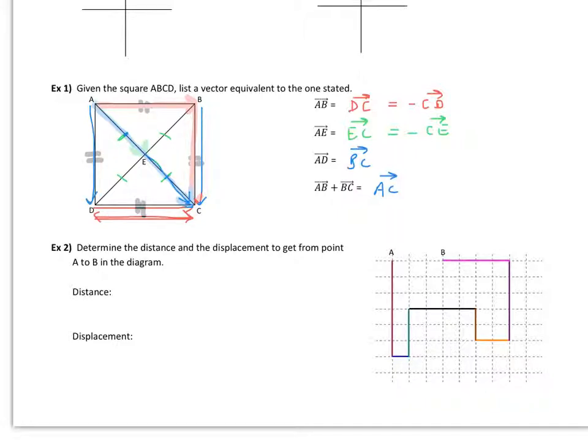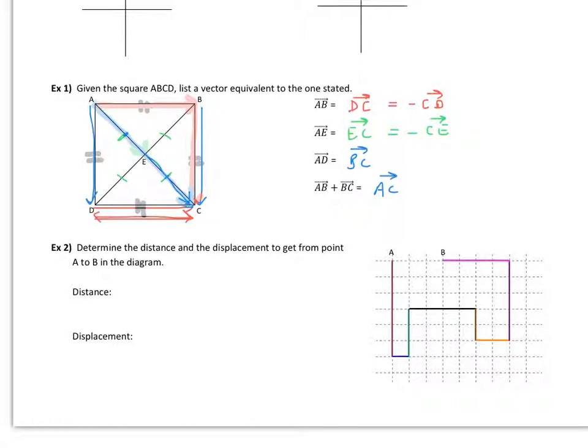Which kind of brings us to example number 2. Determine the distance and the displacement to get from point A to point B in the diagram. So distance would be like how far did you travel? If you put a pedometer on or you tracked your Fitbit or your GPS and you're tracking how many kilometers or meters or whatever you traveled, that is your distance.